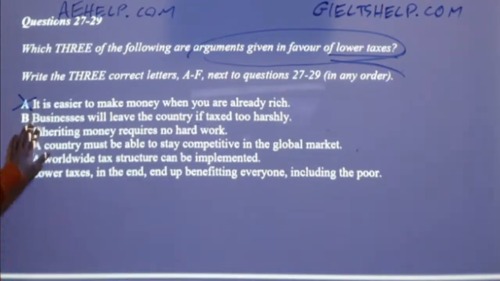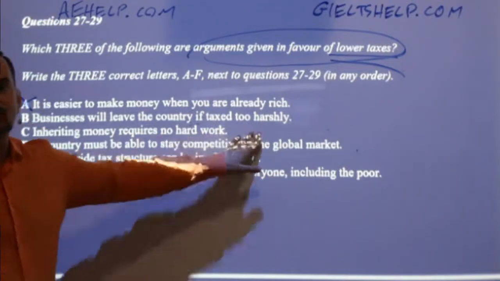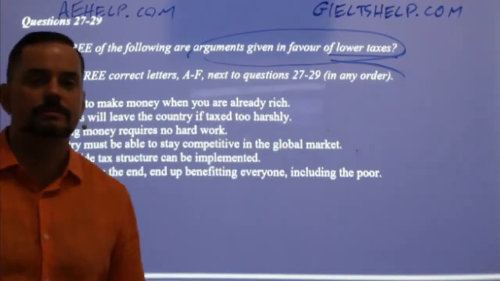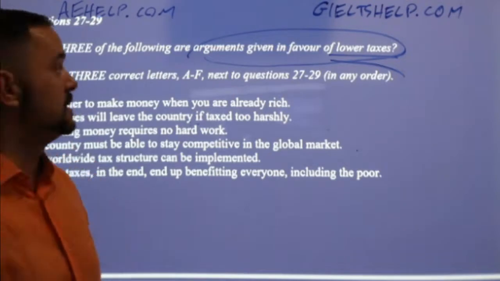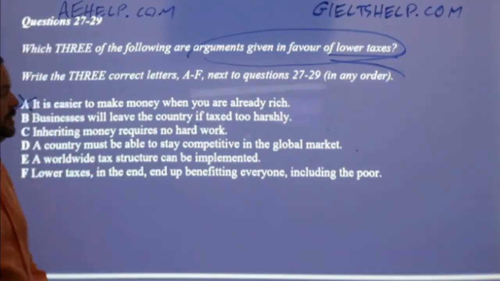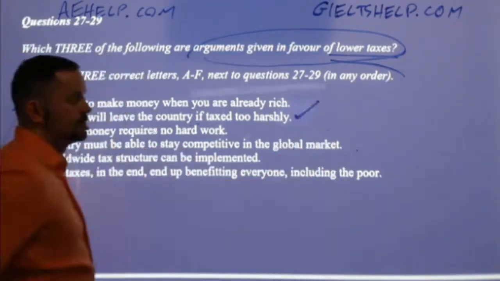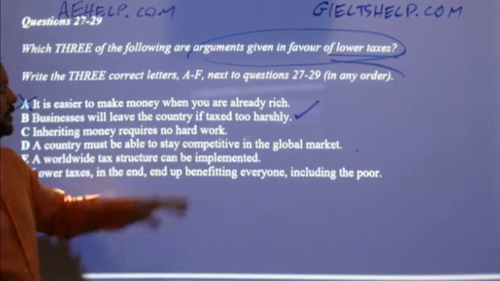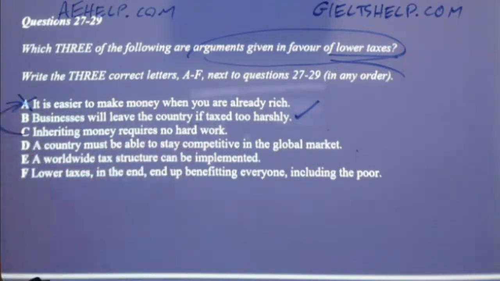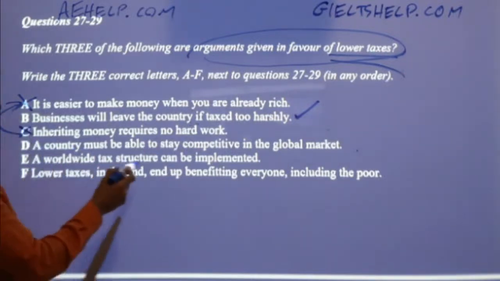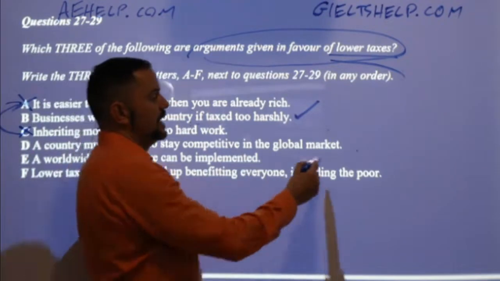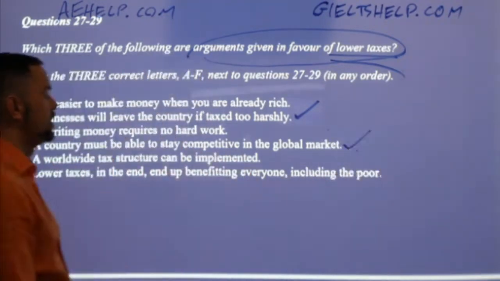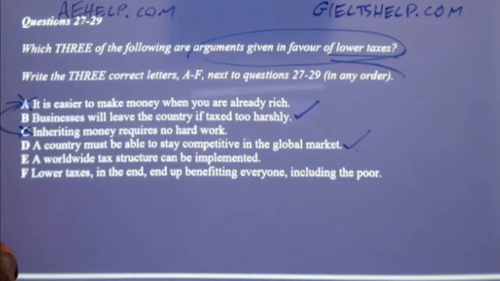B, businesses will leave the country if taxed too harshly. Is that true? So do we want lower taxes so businesses don't leave? Logic will help you. Yes, absolutely. That's one of the right ones. C, inheriting money requires no hard work. Again, that's connected more to A, so no. D, a country must be able to stay competitive in the global market. That seems correct. There was quite a bit of argument for that one.